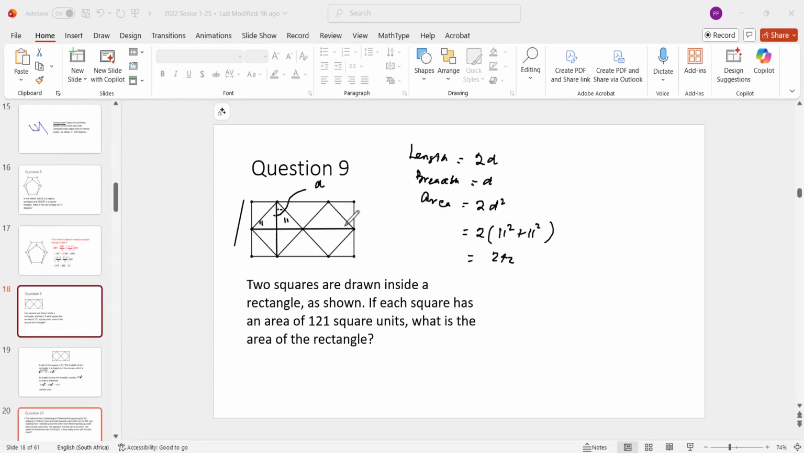That's D squared, there's your D that you're looking for. 11, 11. This is 242 times 2, which gives you 484. 121 plus 121 is 242. Right. So the area is 484.